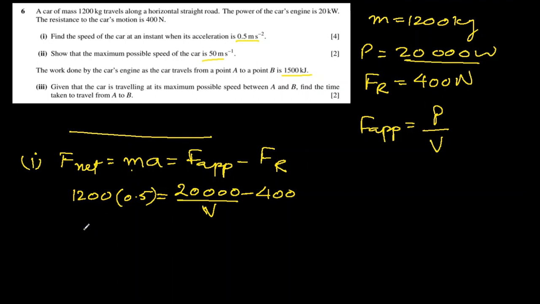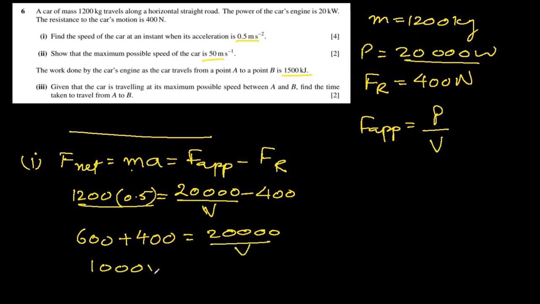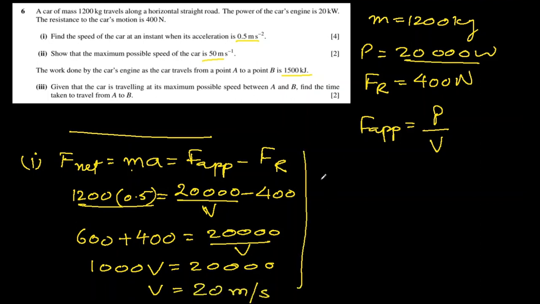So this becomes 600, and this minus 400 I can bring to the left side: 400 plus 20,000 over V. So 1000 equals 20,000 over V. So V becomes 20,000 divided by 1000, which is 20 meters per second. Part 2.